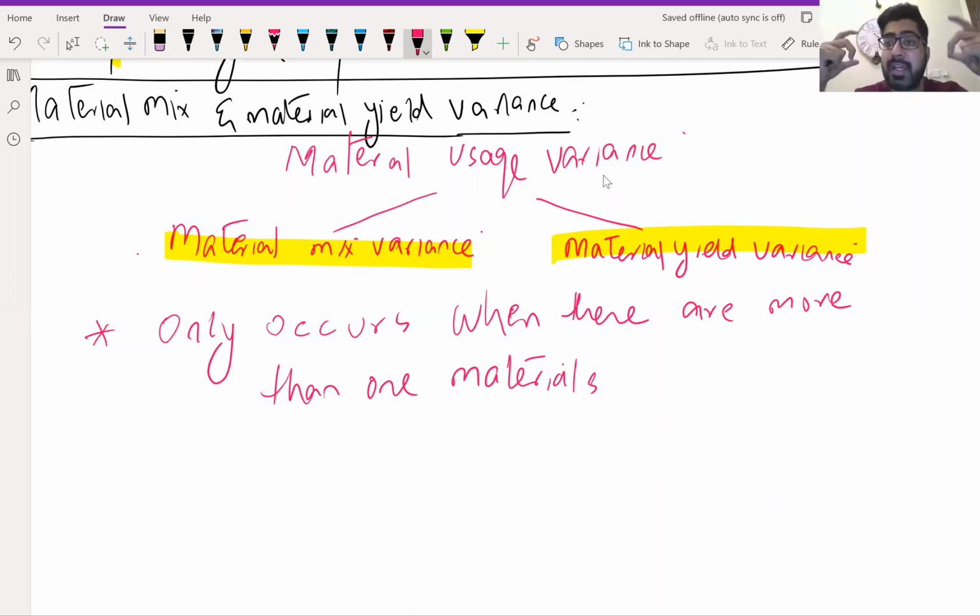Like you are making a cake, it has flour, eggs, butter, sugar. You are making a burger, it has beef, vegetables, sauces. So when the product has more than one material, only then does this variance occur. You are making a house, it has cement, it has steel. When more than one material is there, then mix variance occurs. So the first thing: material mix and yield variance are the breakup of MUV, material usage variance, and they only occur when there is more than one material.